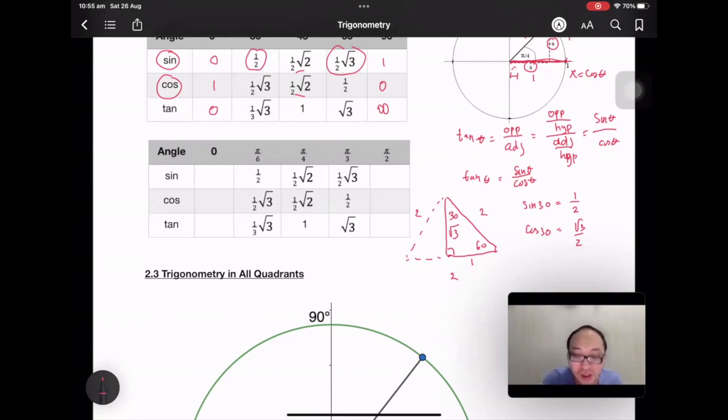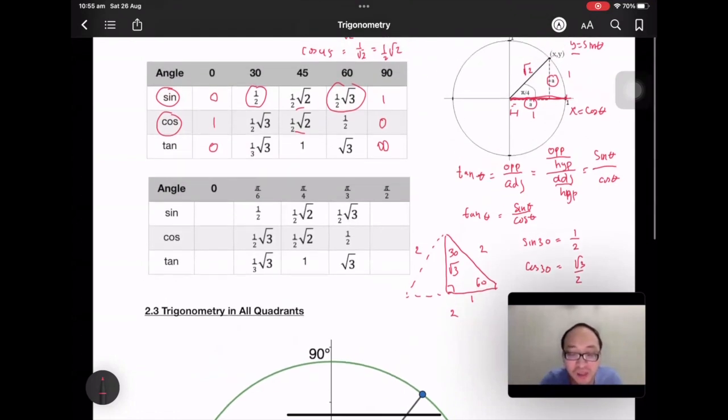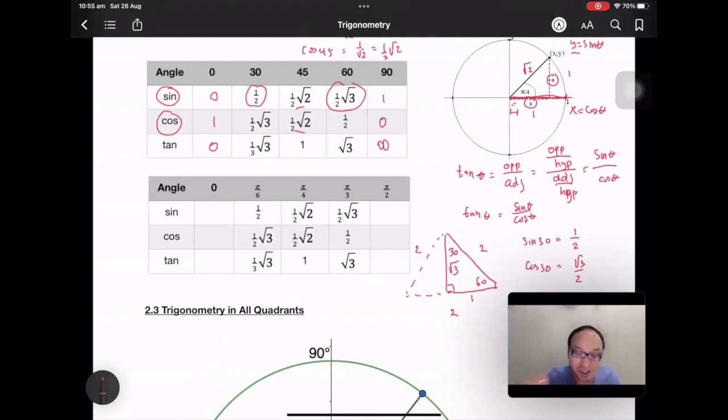So now we have the complete table for angles in degrees, and we can convert it into radians. We can copy all of this: 1, 0, 1, 0, and then 1, 0, infinite. That's all the same, only the unit is different.